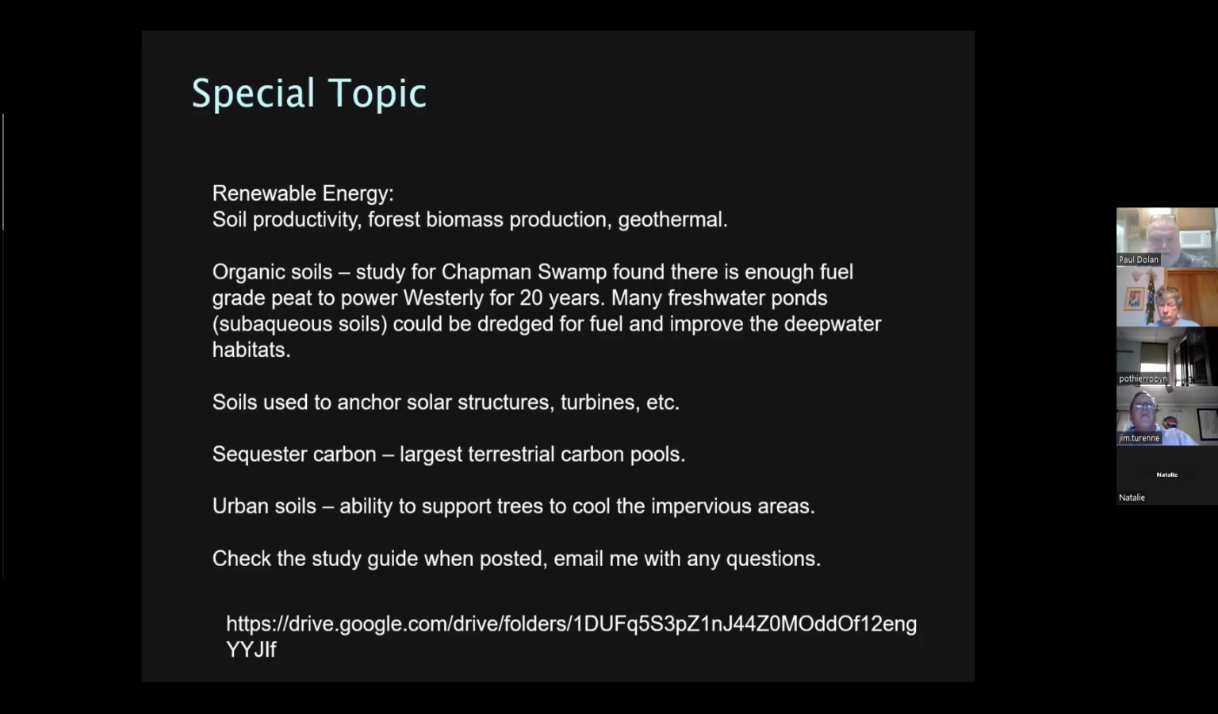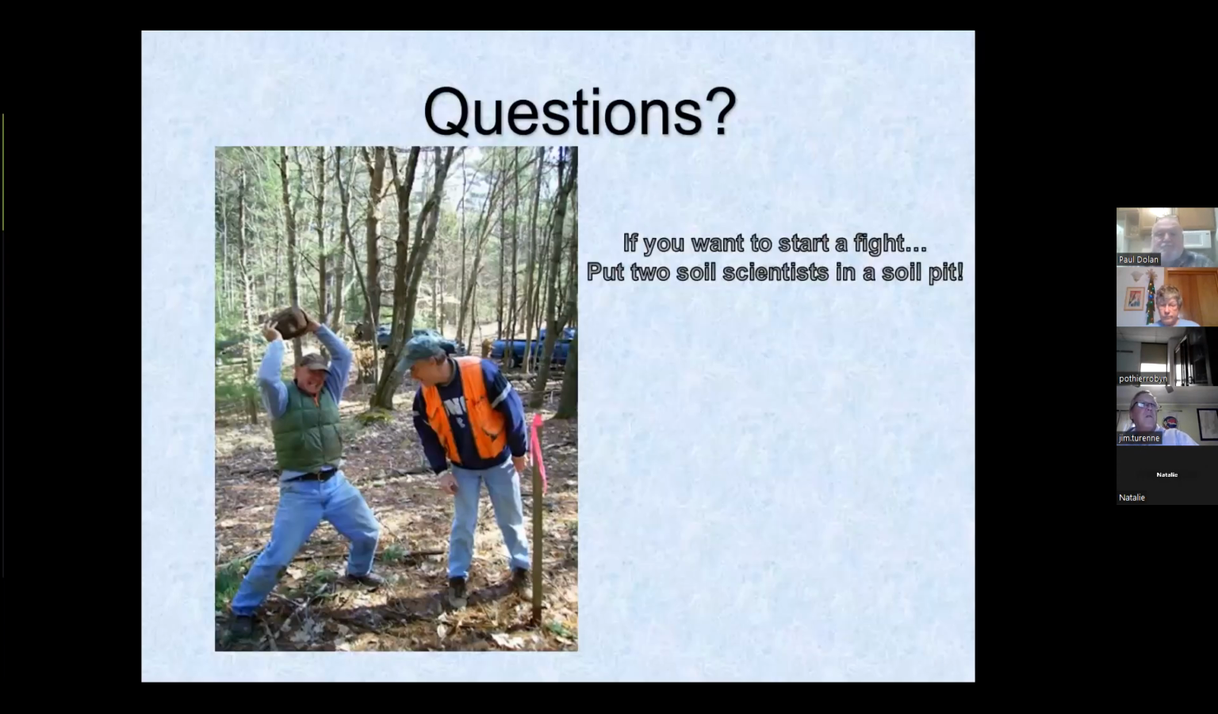So we always say, if you ever want to start a fight, put two soil scientists in a pit. So this is Donald, one of our soil mappers, about to drop a rock on Mark Stolt, the professor of pedology at URI, because they were arguing whether they're on a toe slope or a foot slope landform. And I had to break them up. So that shows you how we take our soils there.